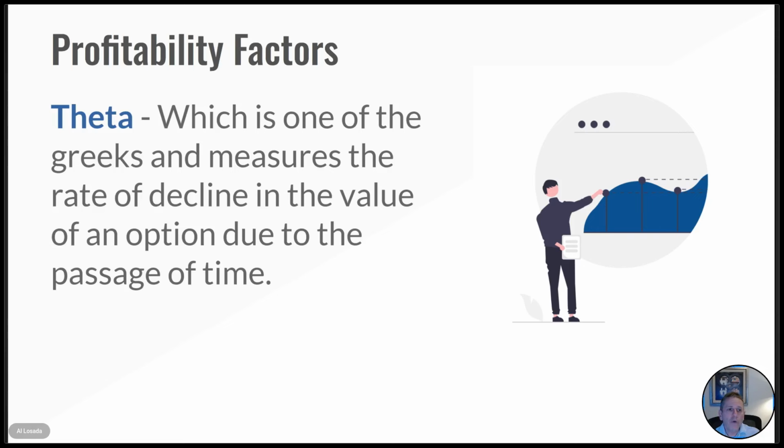So theta, which is one of the Greeks, and we talked about that. It measures the rate of decline in the value of the option due to the passage of time.